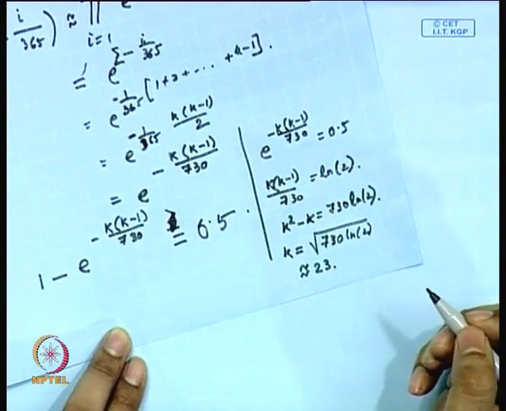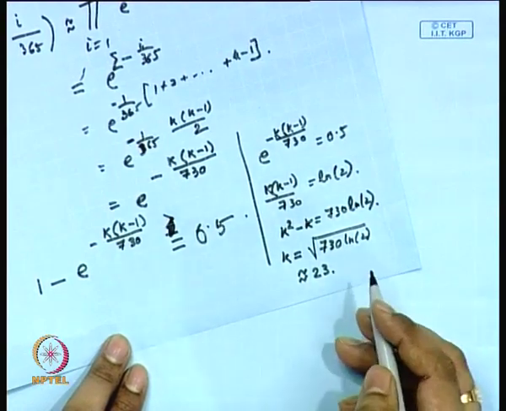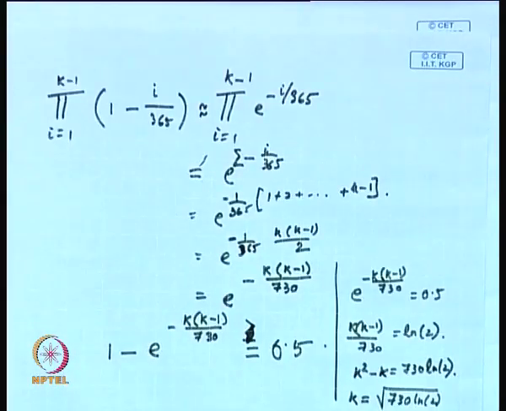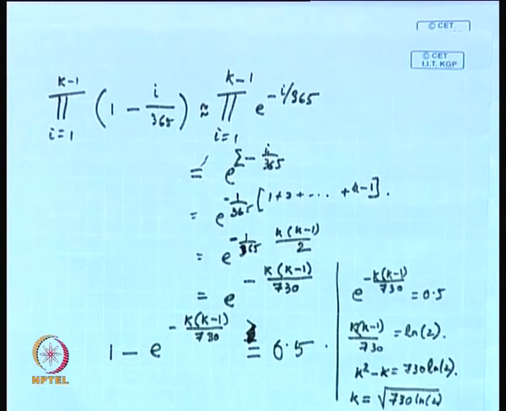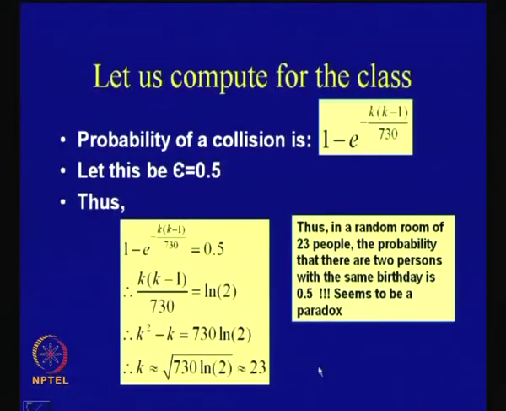Which means that if there is a random room of 23 people, then the probability that there are 2 persons with the same birthday is 0.5. So this actually seems to be a paradox. Why? Because if I ask you what is the probability that there are 2 people who are born on the same date, it is actually very small, 1 by 365, so that's a very small number.